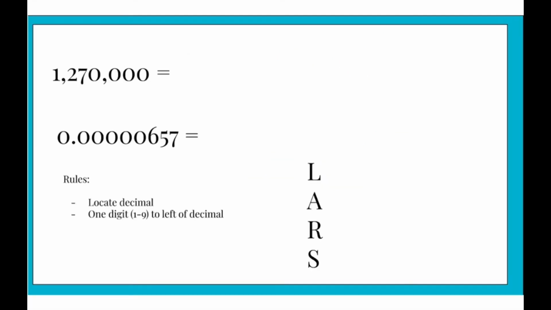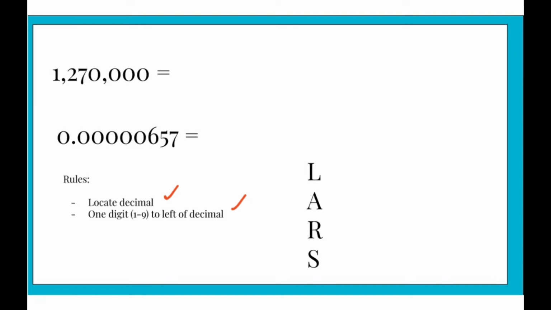Let's take a look at this. There's a couple of rules when converting these numbers into scientific notation. The first rule should be to always locate your decimal. Now, when you have a whole number, the decimal is not going to be written, so the rule of thumb is that the decimal is going to be on the far right. For small numbers, as you can tell, the decimal is always going to be there. So that's the first rule. And then always make sure that there's only one digit, and that digit has to be between 1 and 9, to the left of the decimal. This will make a little more sense with time.